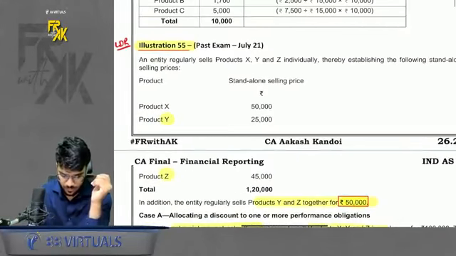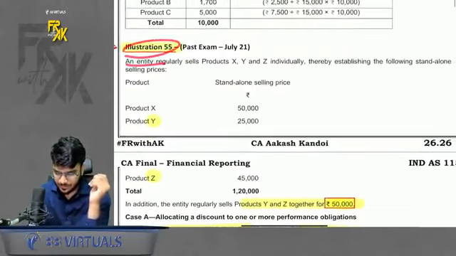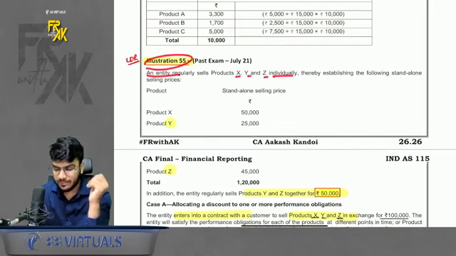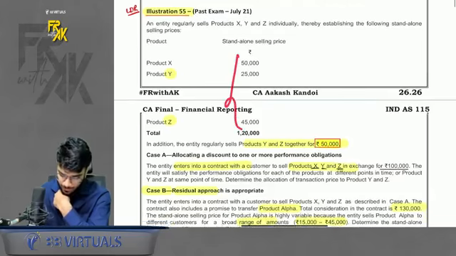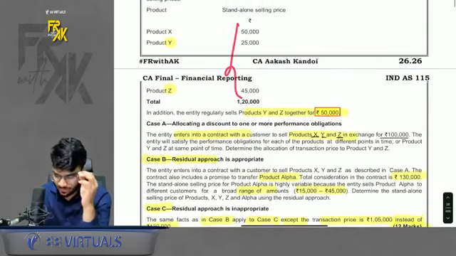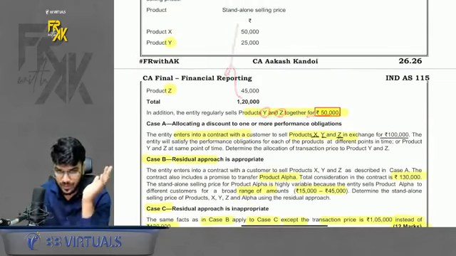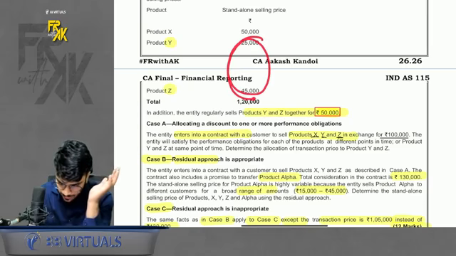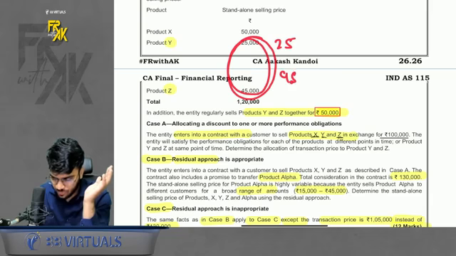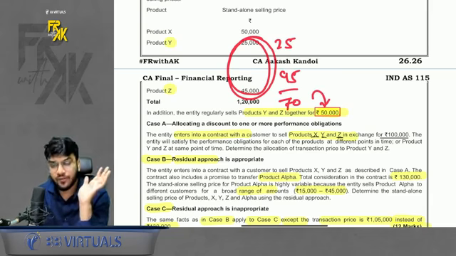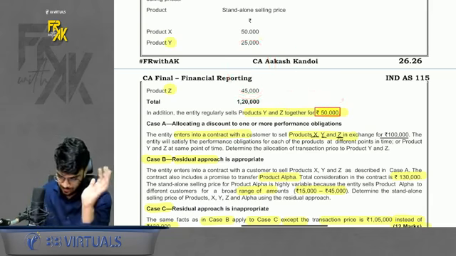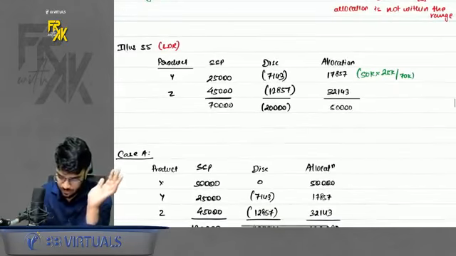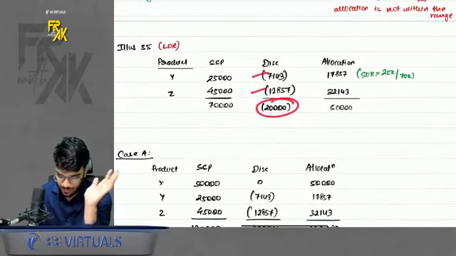What does it say? An entity regularly sells products X, Y, Z individually. Okay. So it sells X, Y, Z individually. SSP is given. It also says we sell Y and Z together. If you only have a look at Y and Z, the SSP is 25 and 45. So it comes to 70,000. You sell it for 50. That means on Y and Z, you give a discount of 20,000 rupees. So I allocated first Y and Z, the discount of 20,000 in the ratio of SSP I allocated.